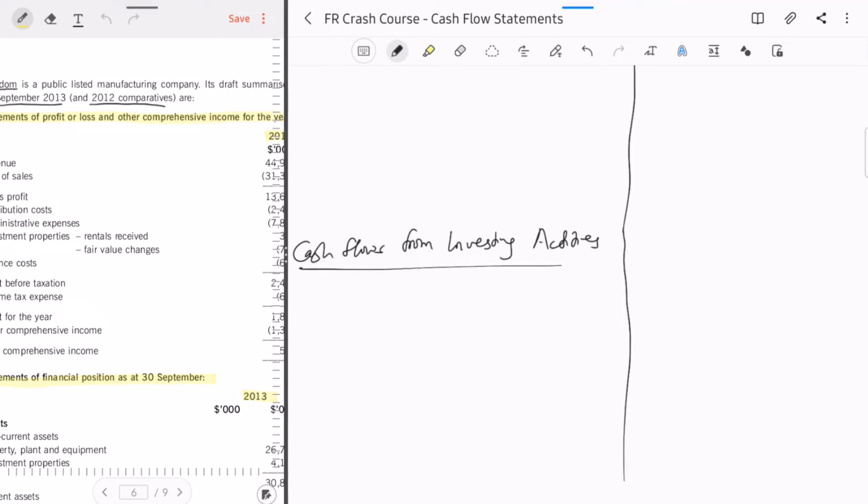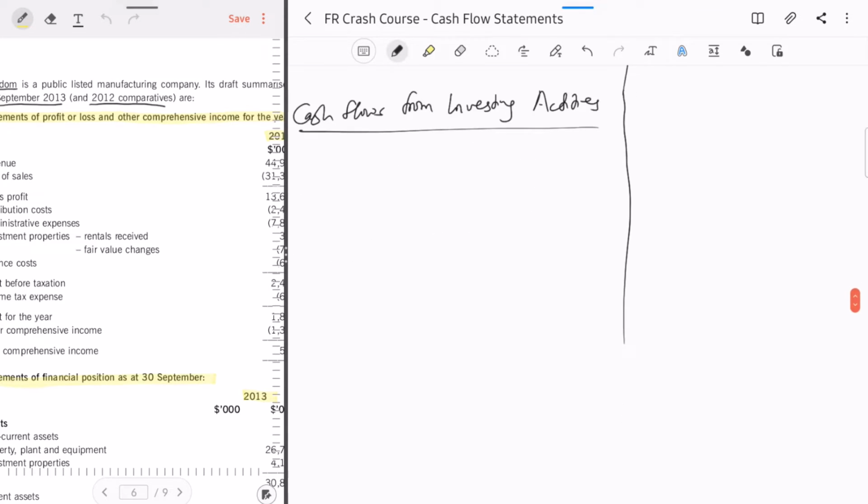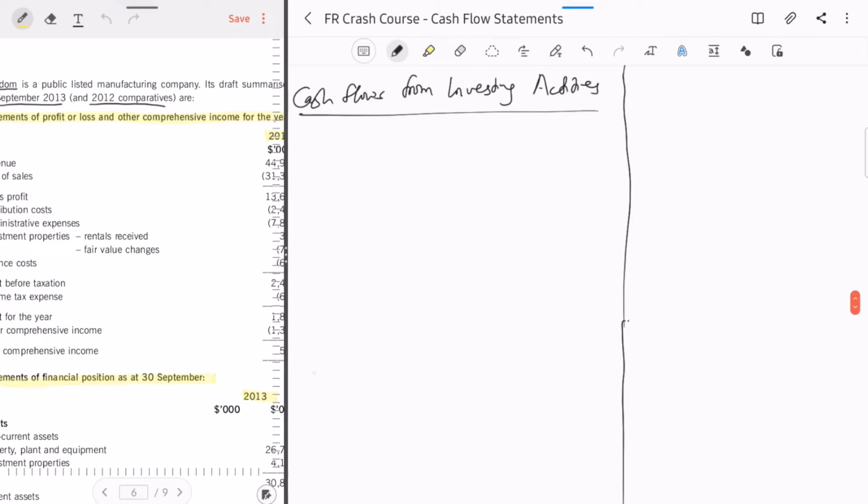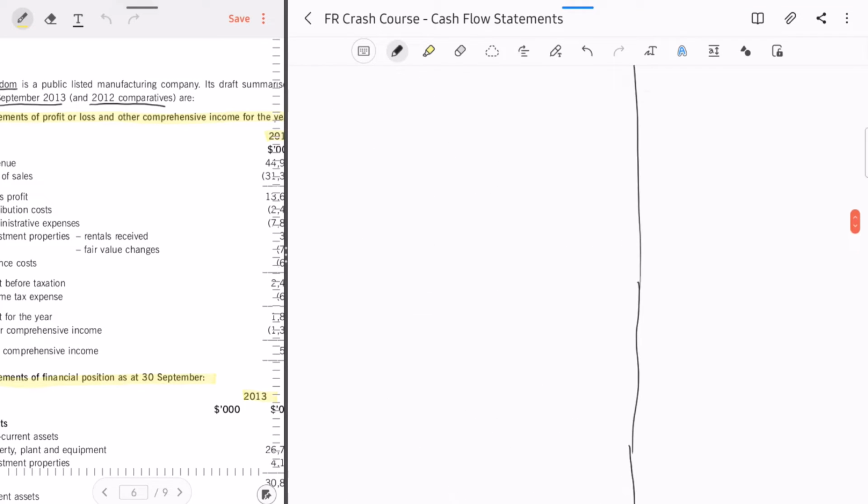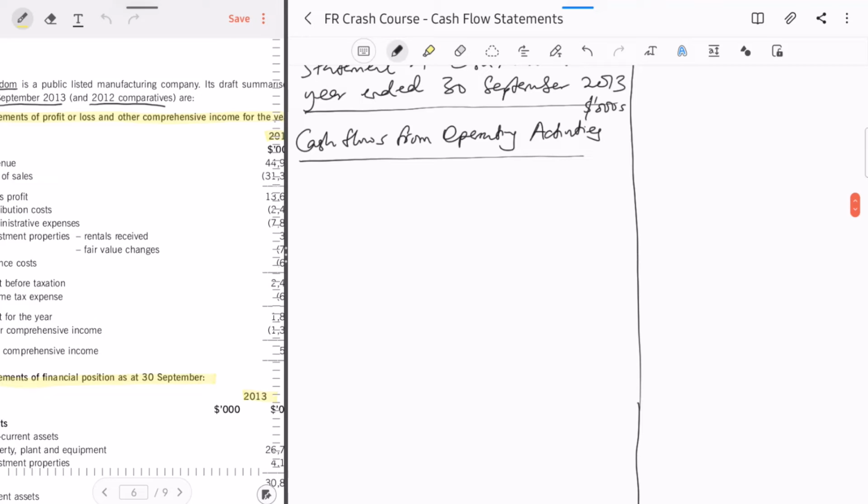I underline. And I know I won't need too much space, so I can bring my financing activities right here. Somewhere here is fine. Cash flows from financing activities, right? Okay, so I have my cash flow section set out neatly.